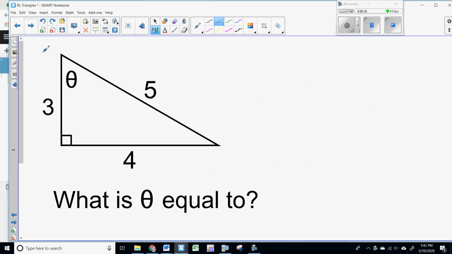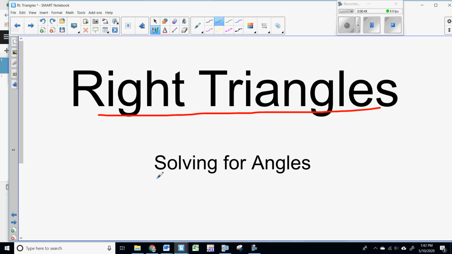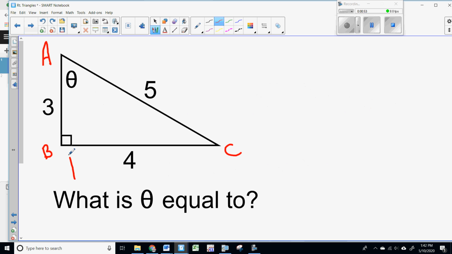Now these aren't labeled, so let me just label them so we can talk about this. Let's say I label these A, B, C, and let's say we now want to find the angle. We have all the sides, we want to find an angle. So that's what we want to look at today, is solving for the angles. Now we're always going to be given one angle. These are always a right triangle, so we're going to know that we have that right triangle.